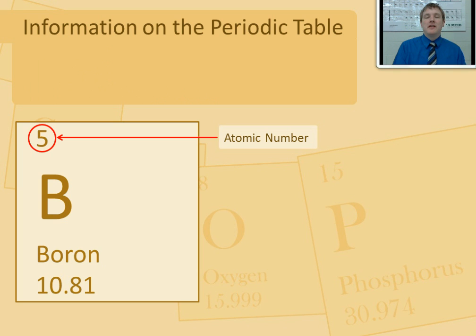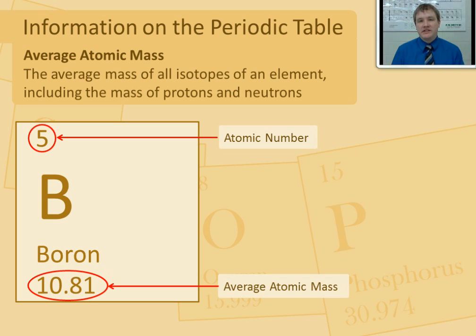That number gives us the average mass of all of the isotopes of that element that are commonly found in nature. So the average atomic mass of boron is 10.81, a decimal number, because there are 2 common isotopes of boron in nature, one of them with a mass of 11 and one of them with a mass of 10.